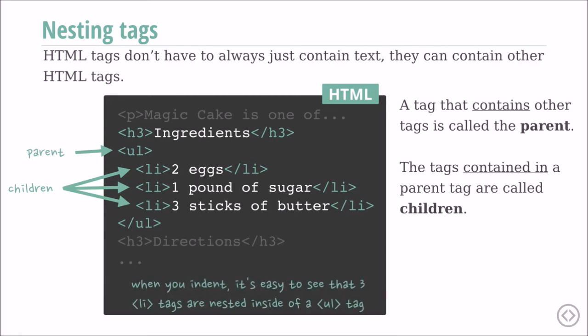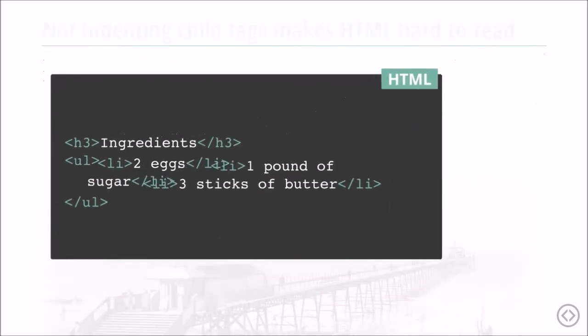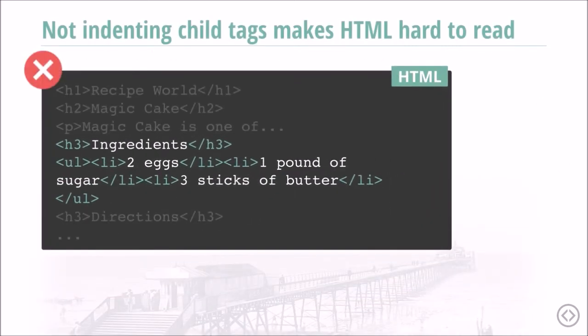Indenting your code is a great way to see which tags are nested inside of others. Anytime you have a tag that's nested, you put either 2 spaces or a tab so you can really easily scan the page and see which tags are inside of others. Here's an example of how not to write nested tags. This is technically valid HTML, but it's pretty hard to just look at really quick and determine that these LIs are inside of a UL tag. So stick with indenting your tags.